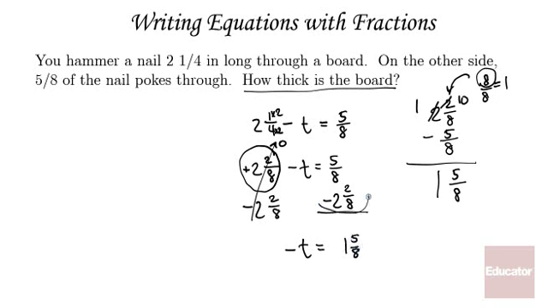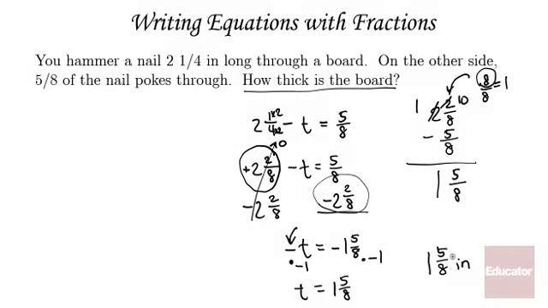Going back to our problem here, notice the negative was larger, so it's a negative 1 and 5/8. Now the board is not negative 1 and 5/8 thick, so let's get rid of this negative sign by multiplying with a negative 1. The negative times the negative will give me a positive t, and a positive 1 and 5/8. So the board was 1 and 5/8 inches long.